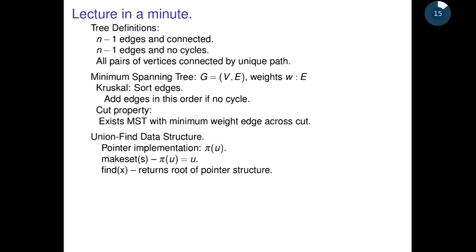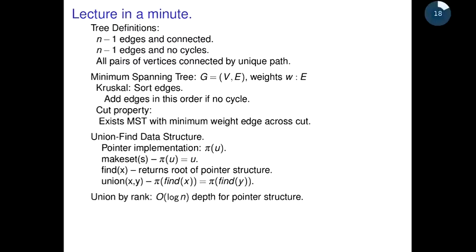And then there's the union-find data structure. The key to Kruskal is it adds edges as long as there's no cycle. You sort the edges, you pick the smallest one. But if you add an edge and you create a cycle, are you making a tree? No, because of the definition. So we have to be able to find that. So this is the union-find data structure. I'm going to tell you how to build a data structure that does this.